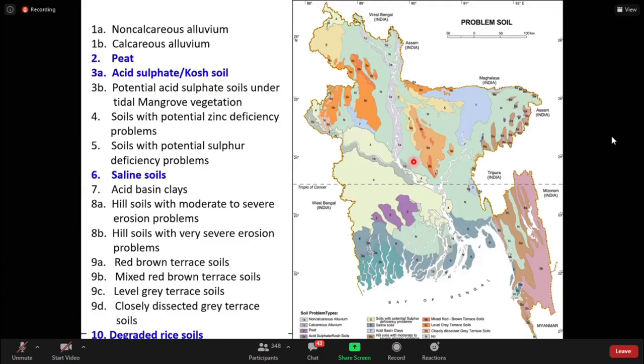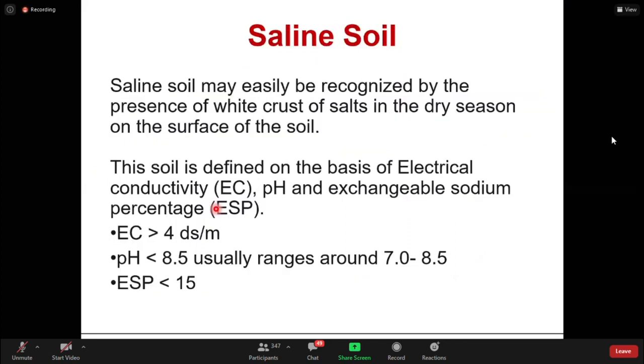So these are the different problems. Now we'll discuss a few of the problems in a little bit of detail, not very detailed. So we'll be starting with the problem soils. The first one is saline soil. As I said, saline means deposition of salts in the soil. Salt deposition in the soil.